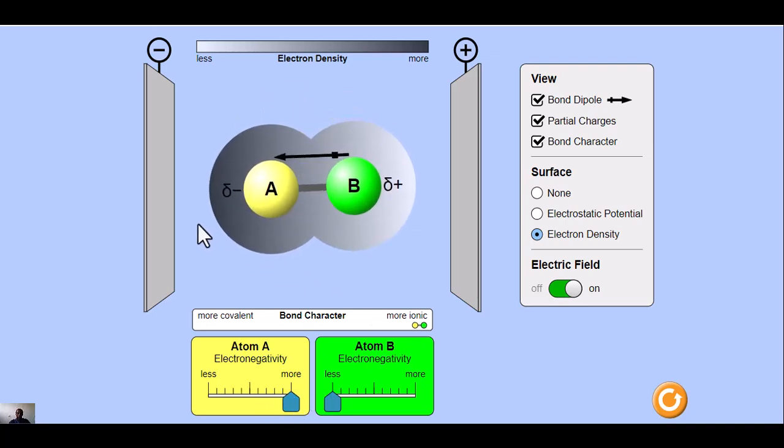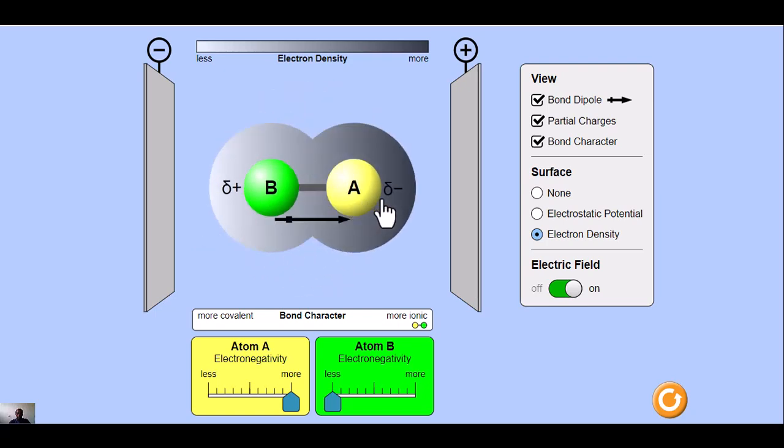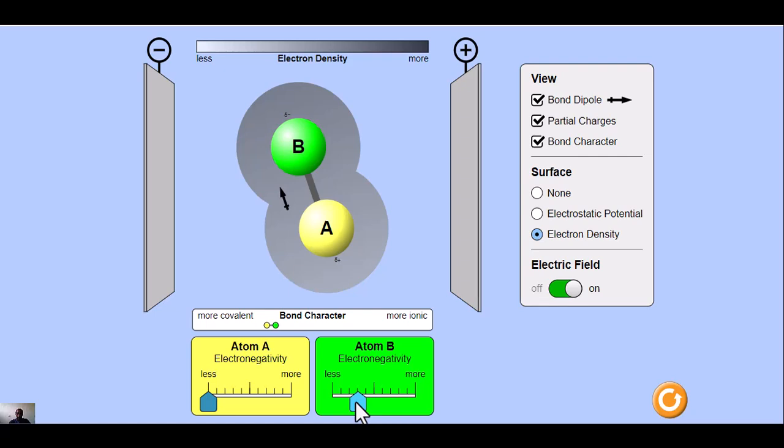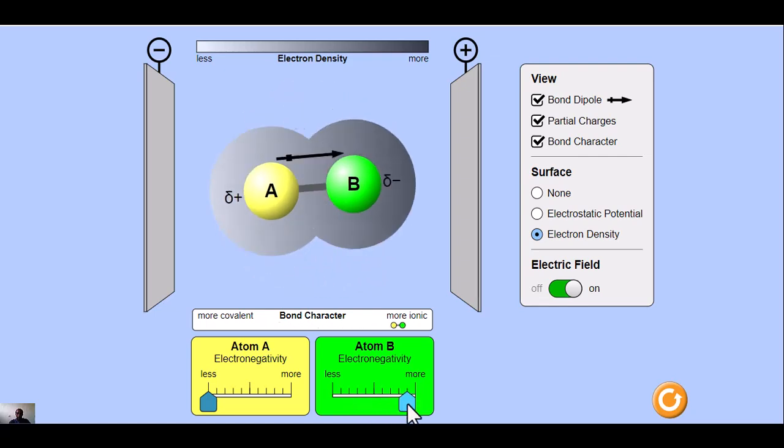You can see if I shift these electrons, then the partial negative shifts towards the positive electrical field, and the electron density is denser. The electron density is denser in A, that is the atom with more electronegativity. Similarly, if I increase the electronegativity of B, what will happen? It shifts the direction towards B, and then the electrical field becomes negative charge. B is attracted by this positive electrical field, and there is more electron density at B.